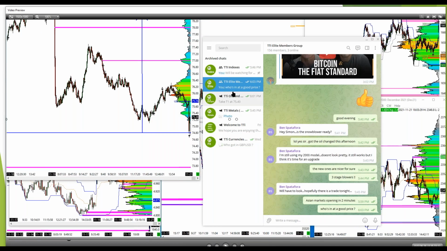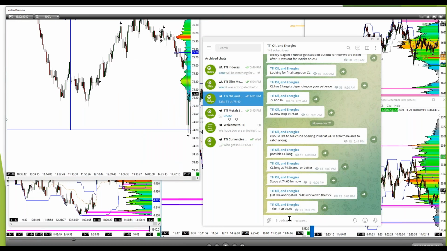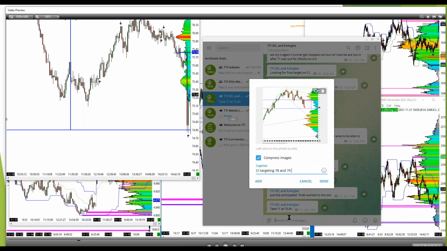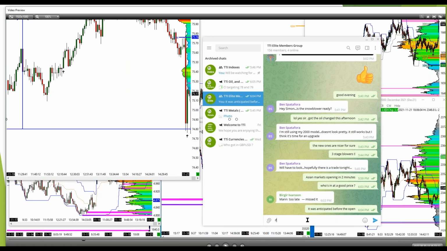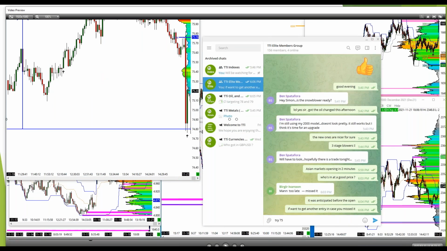And then we move on, look at that, and then I give them more information. CL targeting 78 or 79. By the way, CL was supposed to go to 78, 79. Last week something happened where they discovered something about the virus, whatever, and they crashed the market. A lot of politics, but I was expecting 78 and 79 to hit. The crude went up about 500 ticks, 400 ticks, but I'll show you what happened.